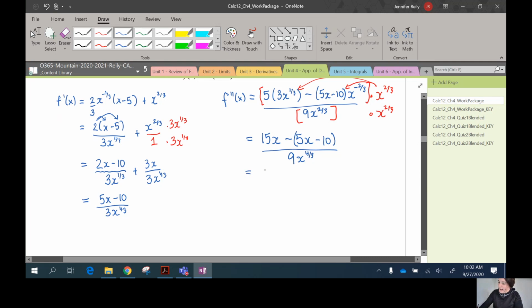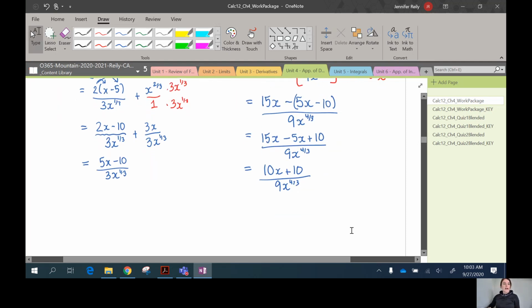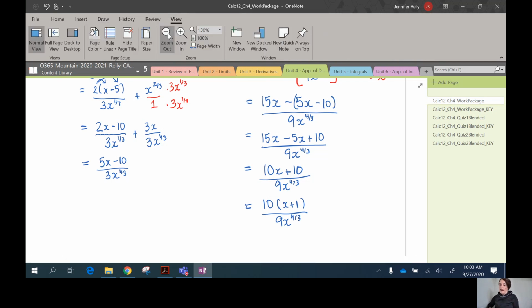Okay, I'll just rewrite this without the bracket. So 15x minus 5x plus 10, all over 9x to the power of 4/3. And just combine the like terms. Could have done that in one step, I guess. 10x plus 10, all over 9x to the 4/3. Even better, maybe I'll factor the numerator just so we can see where it's equal to 0. So it'd be 10 times x plus 1, because there's a 10 in each term, over 9x to the 4/3. That's a lot of work for one derivative, or two derivatives, I guess.